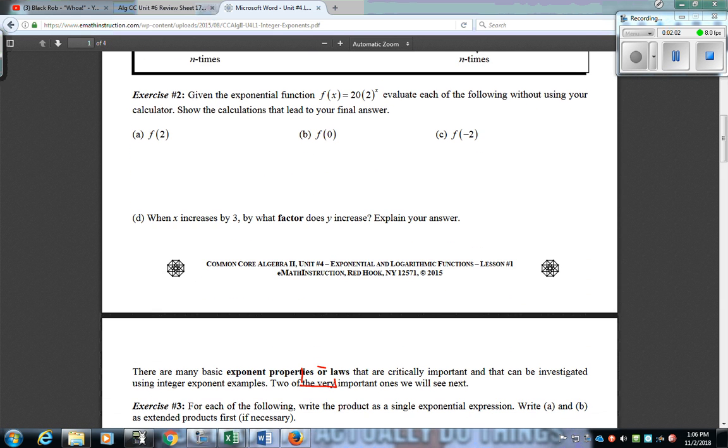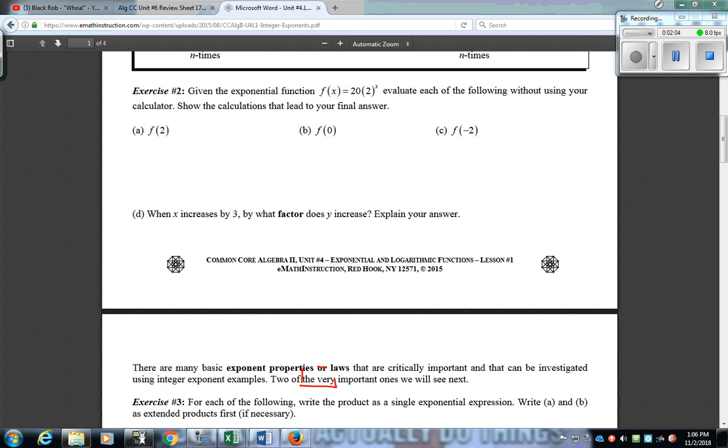Okay. Now, exercise 2, they give us an exponential function, and they want us to evaluate each of the following. It says without using a calculator, but if you want to, feel free to, because you get to use one on the regions. For this one here, we have 20 times 2 to the x. So I'm going to erase the x right now, and I'm going to put a 2 in its place. So 2 squared would be 4, and then 4 times 20 would be 80. That would be my numeric answer.